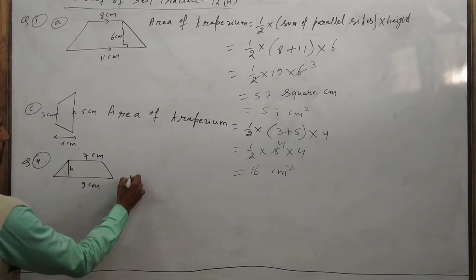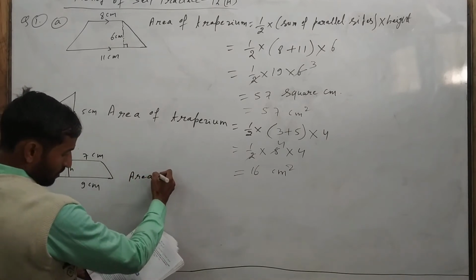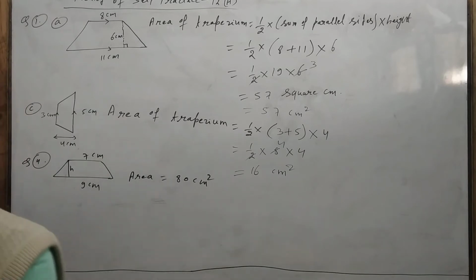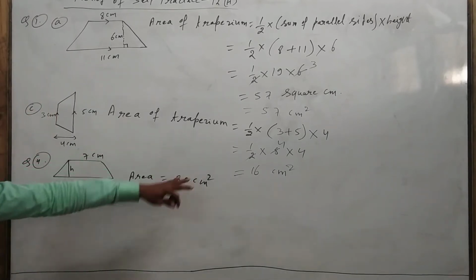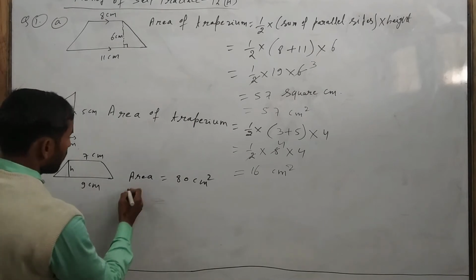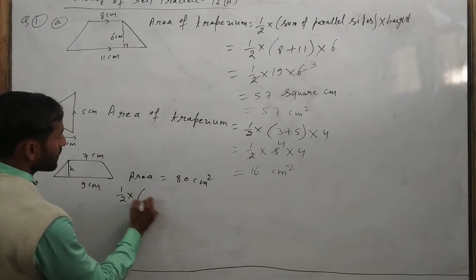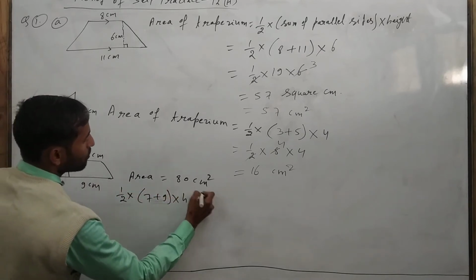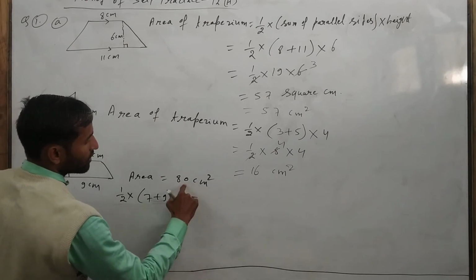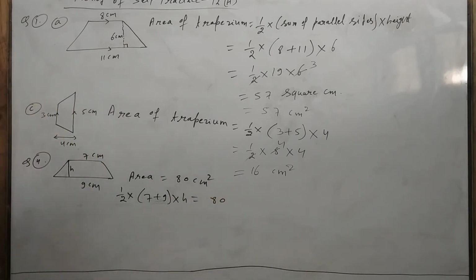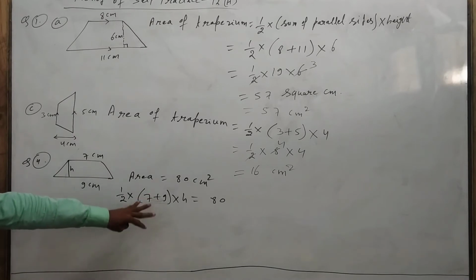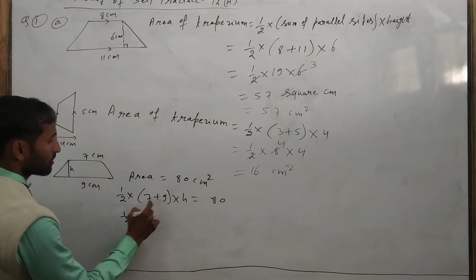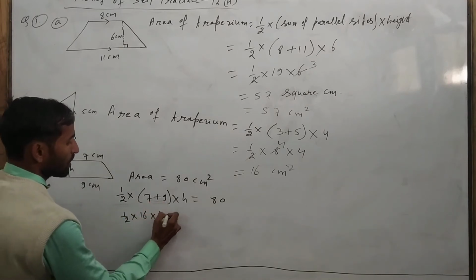Area is given. So area is equal to 80 centimeter square. Area of trapezium is equal to 80 centimeter square. This is given. Just apply the formula only and we will do some calculation. So the area of trapezium formula is half into sum of parallel sides, sum of parallel sides meaning 7 plus 9, and height into h is equal to the area given. So just equate this area equal to 80. Okay. Now how are we solving the equation? In the same way we have to solve the equation here. So half into 7 plus 9 it will come 16 into h is equal to 80.